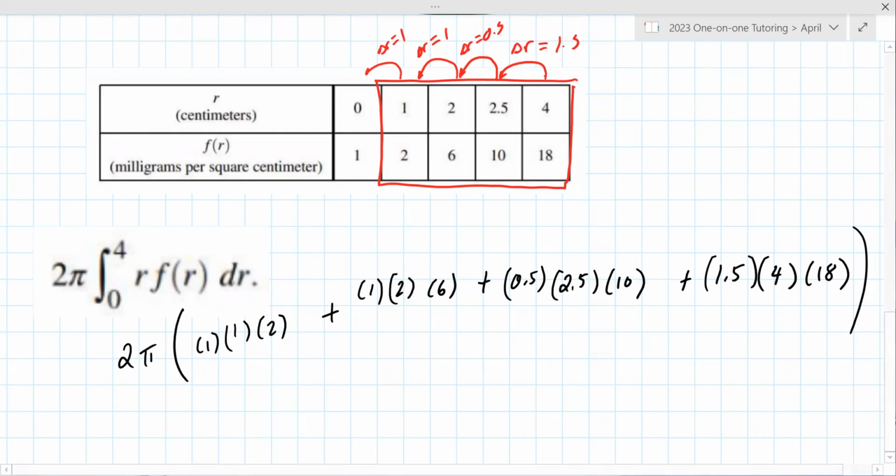You do need to give the proper units, but that's in milligrams, so it'd be like this in milligrams, or you could simplify if you needed to.